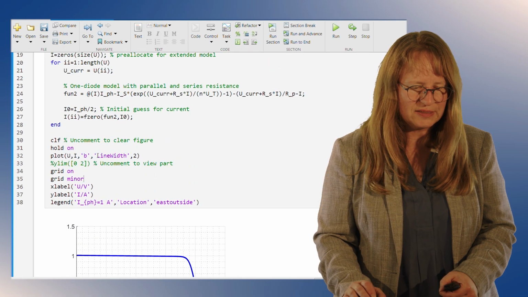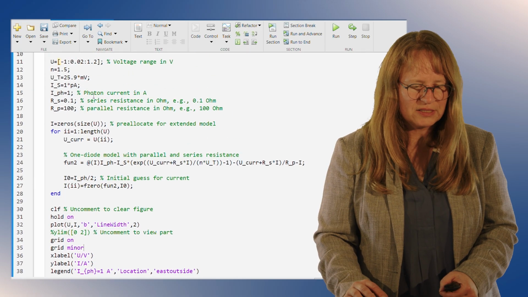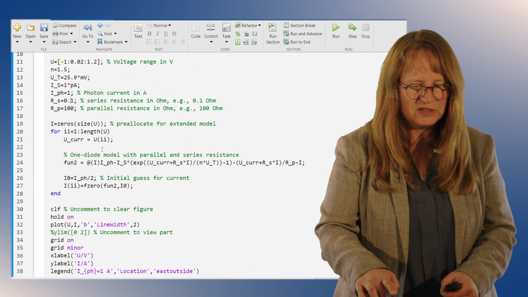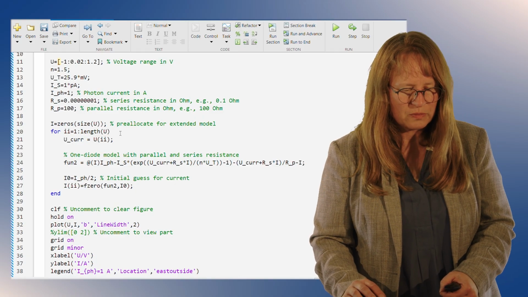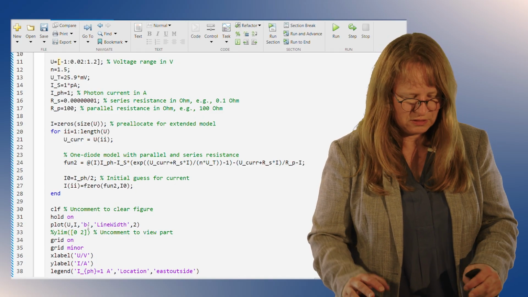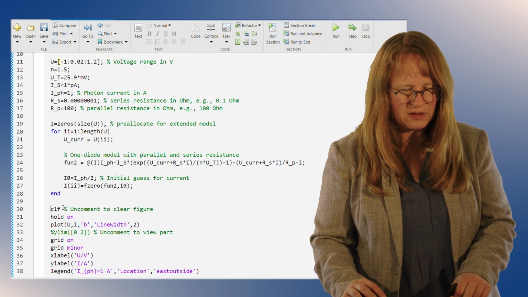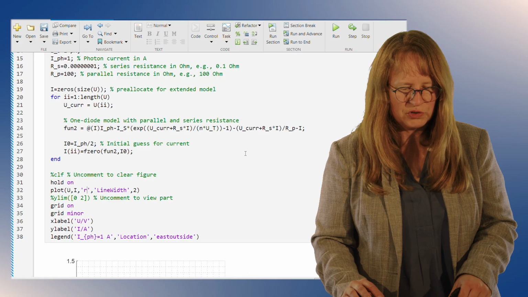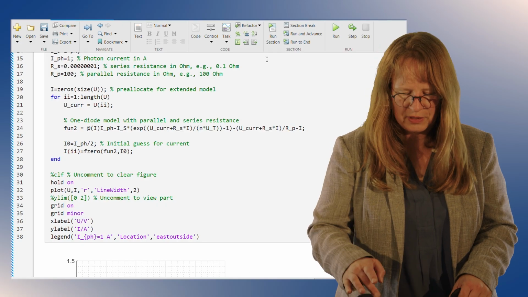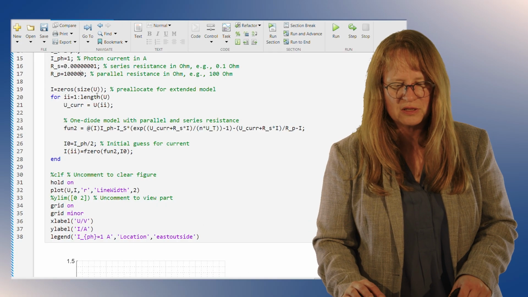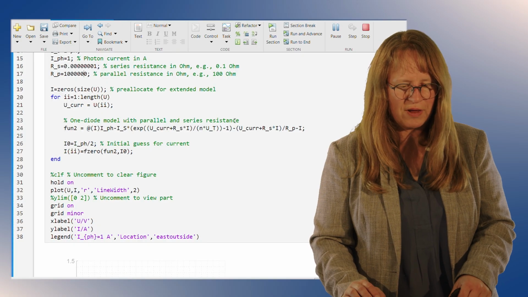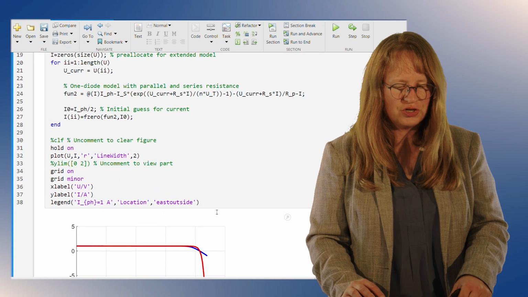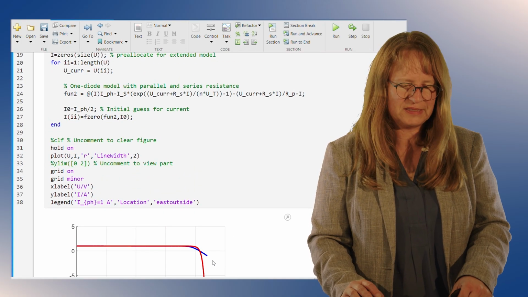So let's, for example, take a series resistance that is very small. I just add many zeros here, and I will plot this into the same graphic, but in red. That was the original. Let's also make the parallel resistance very large. If we plot this into the same graphic, then we see that the curve is actually quite similar. We have only a bit of difference here.